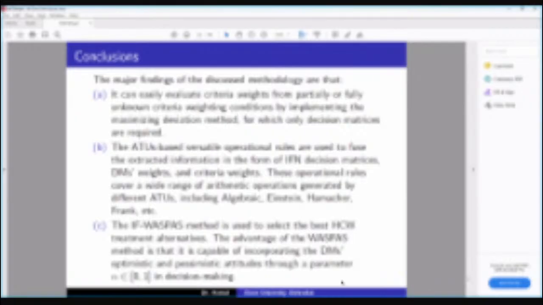Then here I have used the PASS method. The intuitionistic fuzzy PASS method is used to select the best healthcare-based treatment alternative. The advantage of the PASS method is that it is capable of incorporating the decision makers' optimistic and pessimistic attitudes through a parameter alpha. Optimistic means when they are very optimistic about the result, and pessimistic means not at all, so it will give all of the weight to the geometric operation. In case of optimistic, it will give all of the weight to the arithmetic operation. So this is basically the compromise.